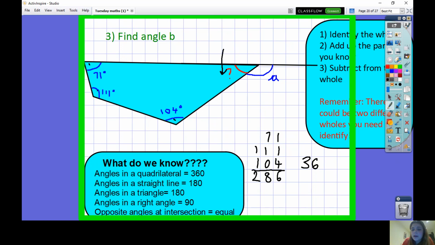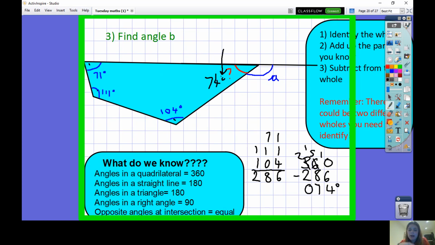Now I need to subtract from the whole. 360, take away 286. Gonna have to regroup here. 74 degrees. This angle is 74 degrees.